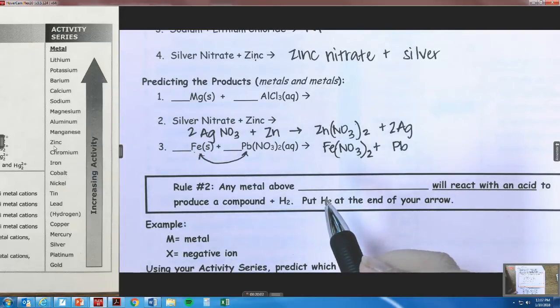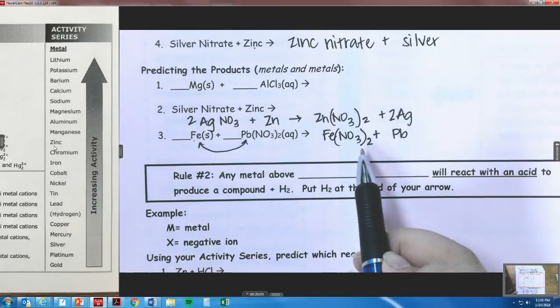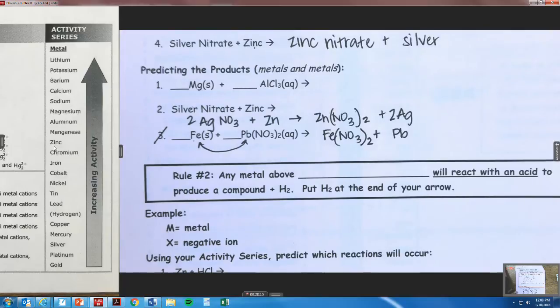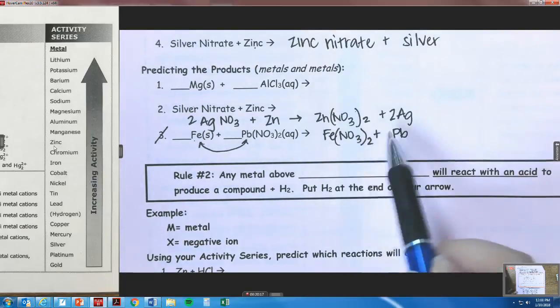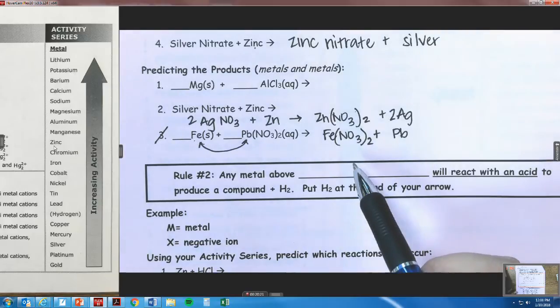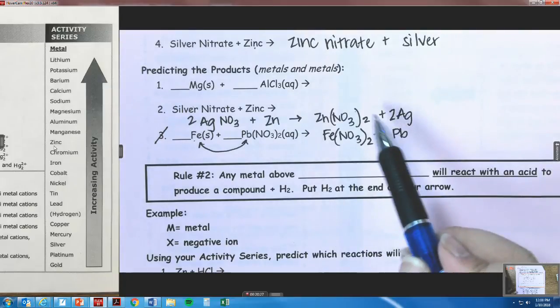We're going to skip that because my key tells me that iron has a positive 2 charge, but just ignore that. So let's actually skip number 3 for now. Predicting your products is still going to be the same, but as far as balancing, I'm having a hard time explaining that right now, so we'll just skip over number 3 for now. We'll go ahead and move on to number 2.